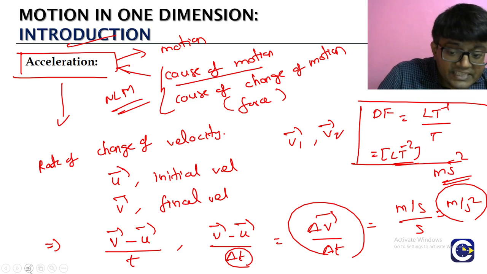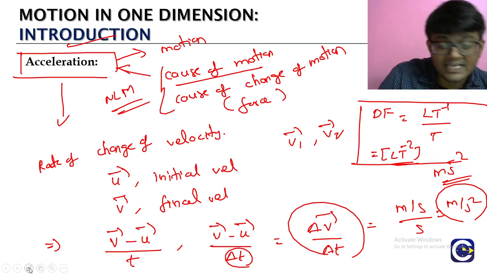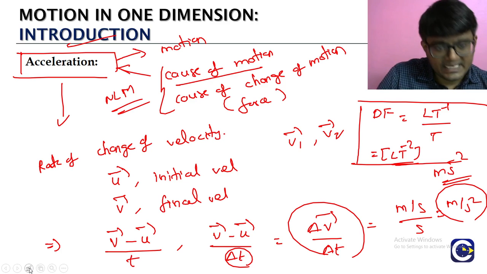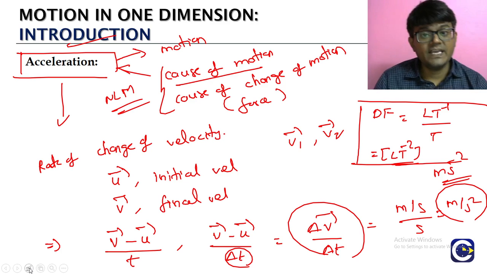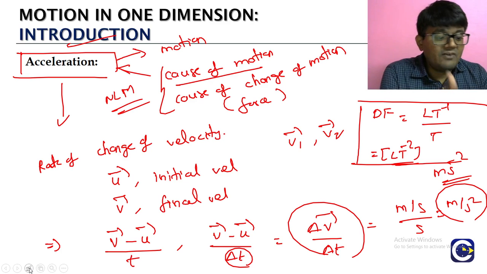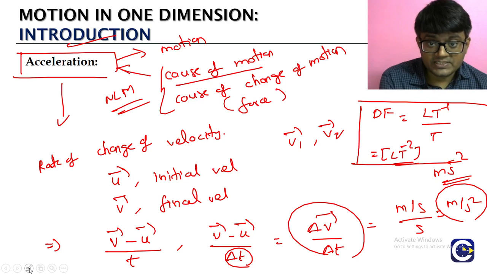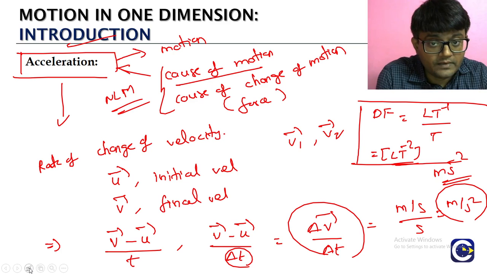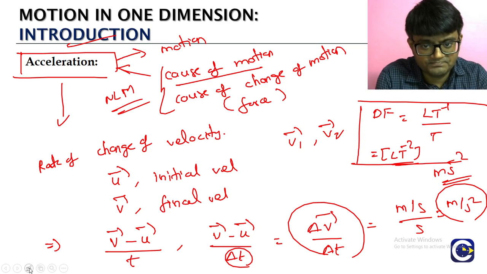Now this definition, delta v by delta t, is actually the definition for the average acceleration for the journey. Why? The way we talked about average speed and average velocity, and instantaneous speed and instantaneous velocity, same way here also. When we look at the change in velocity in the entire, say, 10 seconds or 5 seconds, and divide it by the total time of the journey, we get the average acceleration, like the way we got average speed and average velocity.